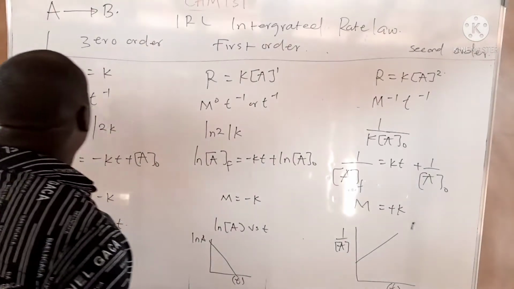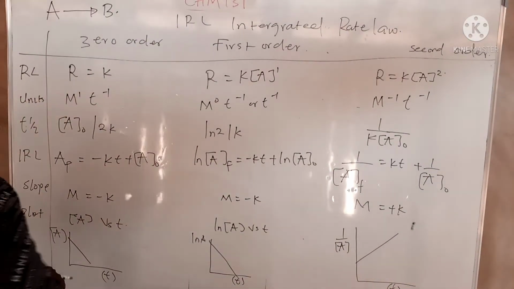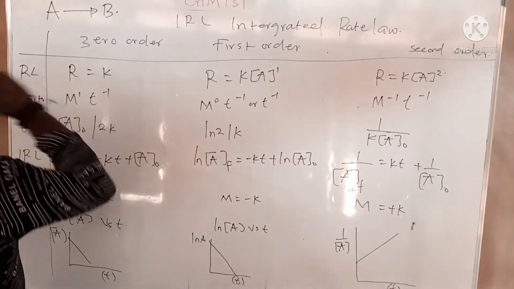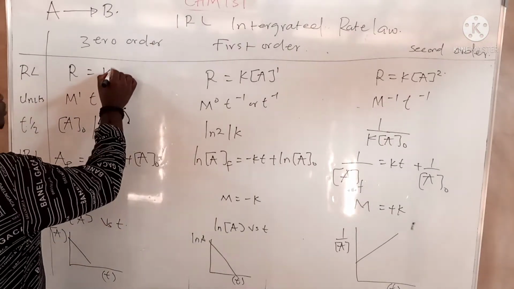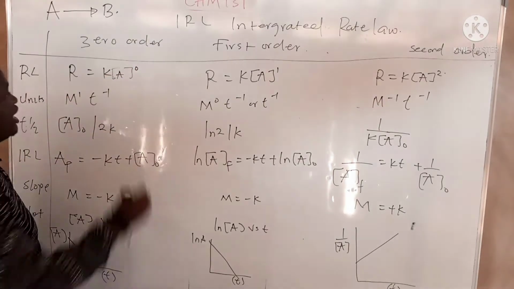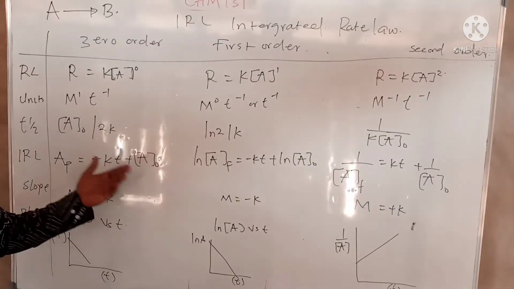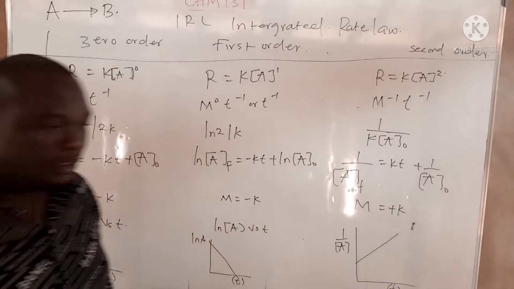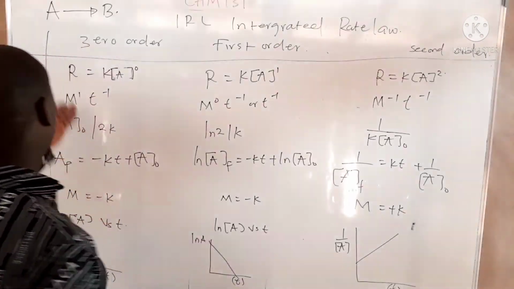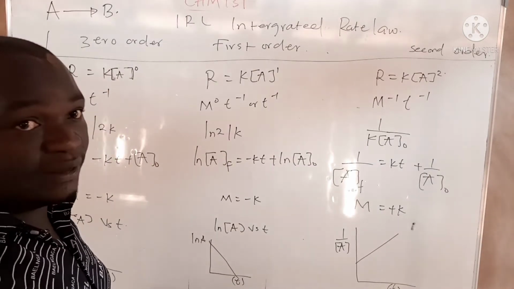I summarize everything you need to know here. Let's go. The rate law in zero order is equal to K. Because why is it equal to K? If I put the initial concentration here to be 0, anything raised to the power of 0 is 1. Let me just leave it like this for clarification's sake. But the rate is equal to the rate constant in zero order.